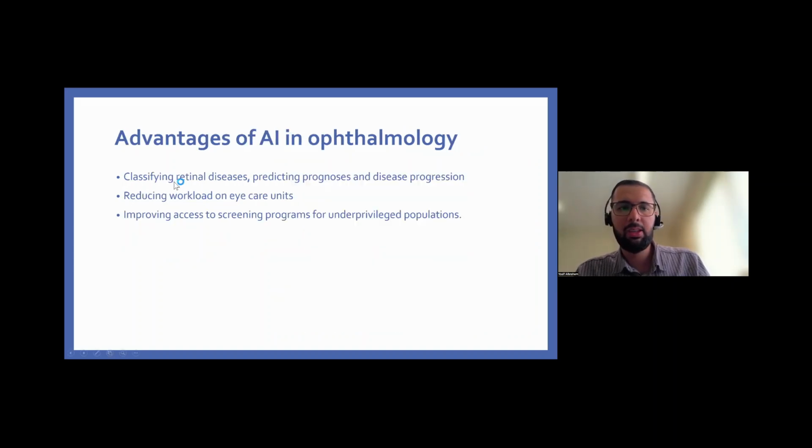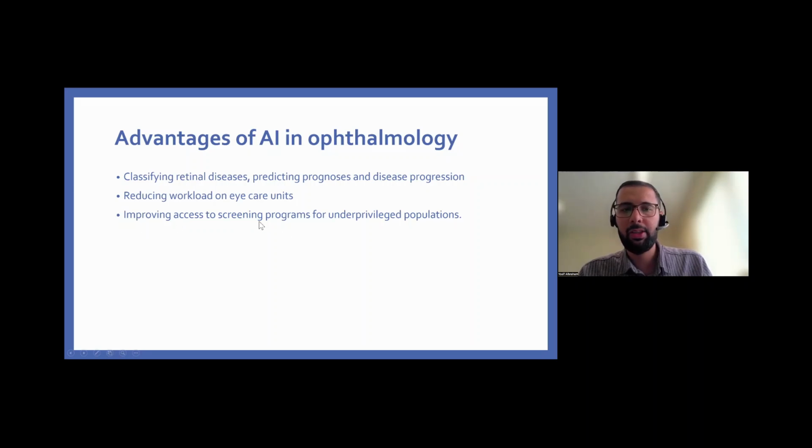So the advantages, as we can see, are to classify retinal diseases, predict the prognosis and the disease progression, and honestly to also reduce the workload on our eye care units, because you would need lots of ophthalmologists to look at those pictures and then see which one needs to be referred, which one not. But instead of that, I can just use a system that can detect that and refer to tertiary centers.